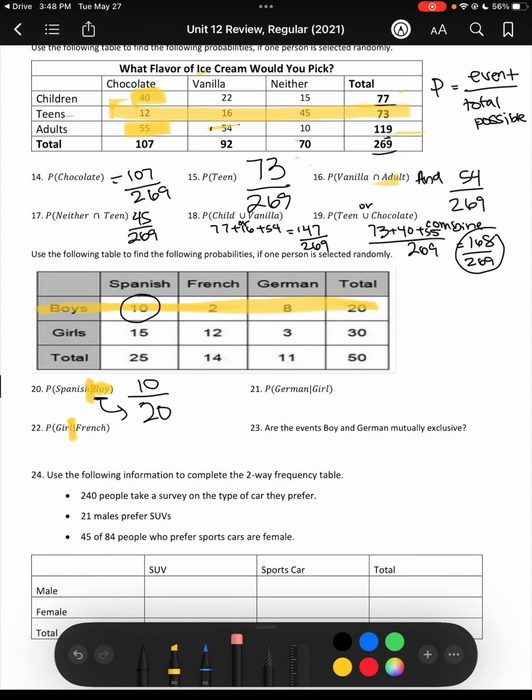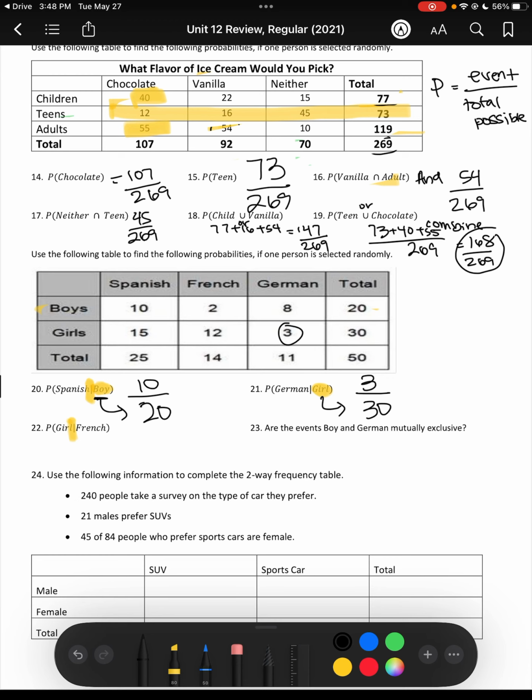On this next problem, the part that's on the bottom is the part that is your denominator. So the girls goes on the bottom. So there's 30 girls. Of those girls, 3 of them studied German. So 3 out of 30 chance that if I pick the person from this group and I tell you it is a girl, they take a German class.